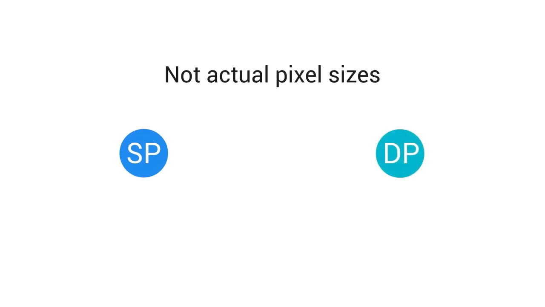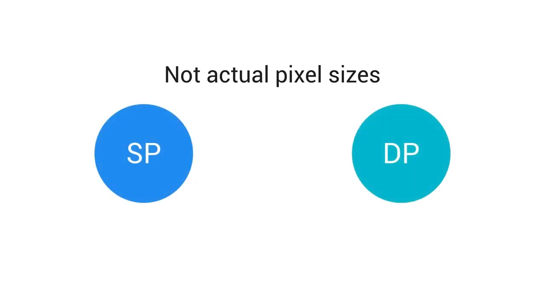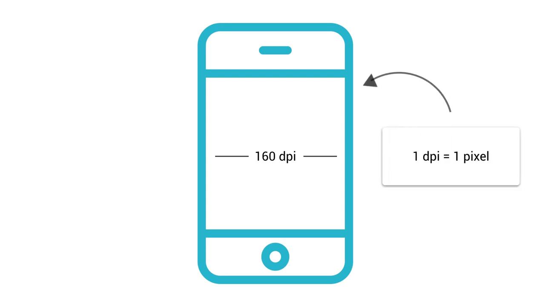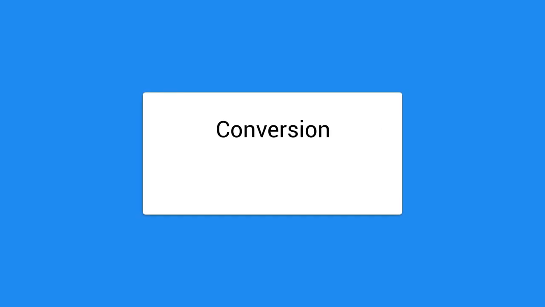Note, we've used SP and DP when we've referred to dimensions in Android layouts. These are both not actual pixel sizes, but are automatically scaled to be the same approximate physical size, regardless of the density of the pixels on the screen. The first Android phones were 160 dpi, and 1 dp would actually equal 1 pixel on these devices. The conversion of dp units to screen pixels is simple. px equals dp times dpi divided by 160. Many modern devices have 480 dpi or more.